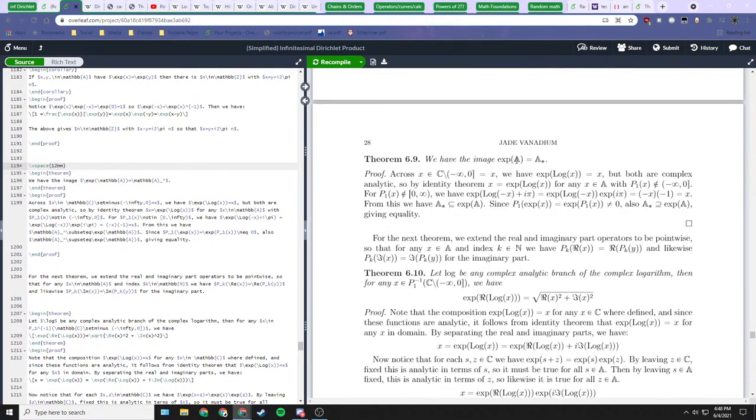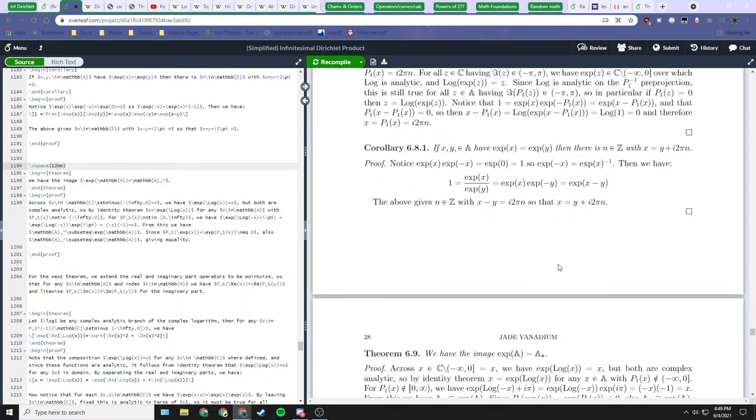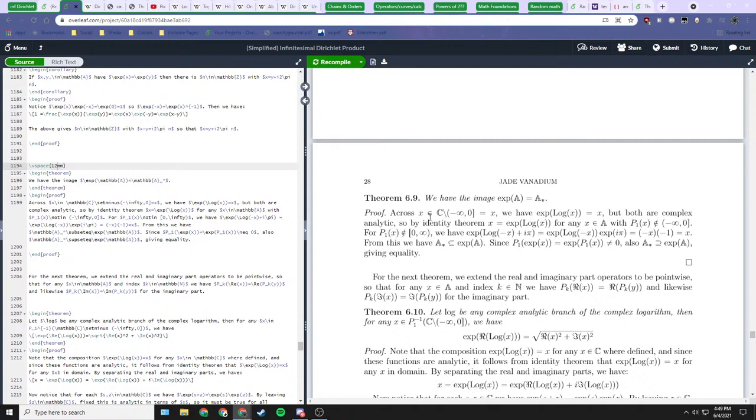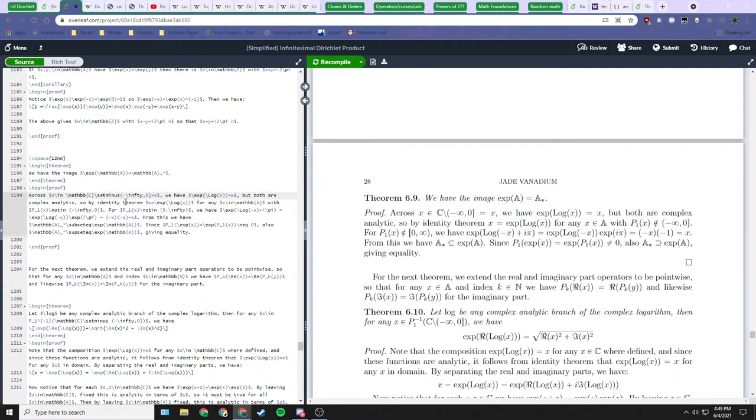So you have the image. So exp of A is A star. What we want to say is this image is exactly the A star, the set of units. And the way that we do that is we say, if we have the first index, essentially, from identity theorem, this is true in general when defined. This is always true when defined on the complex plane. But both of these are complex analytic. So by identity theorem, we get this identity is true for all x in this pre-projected domain.